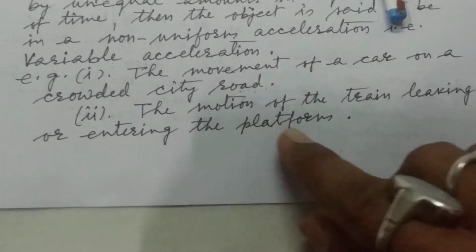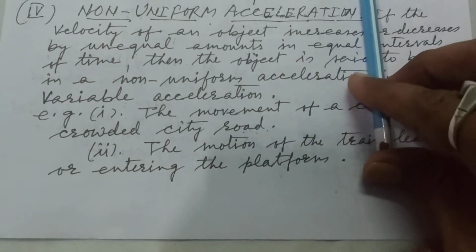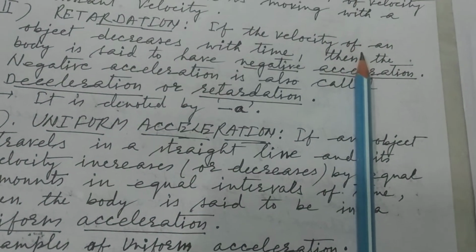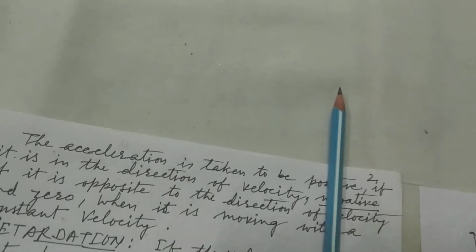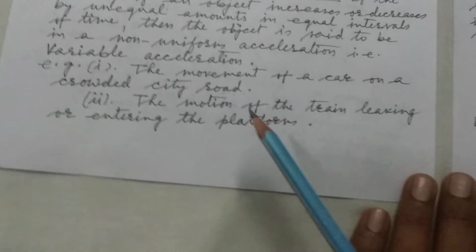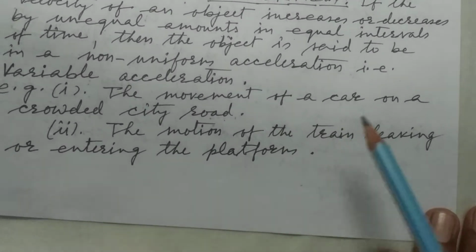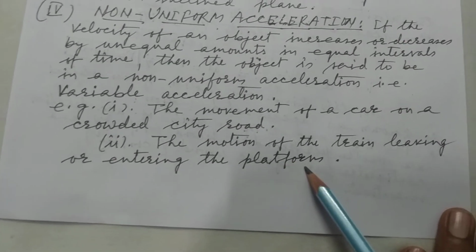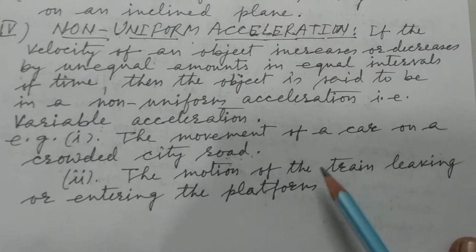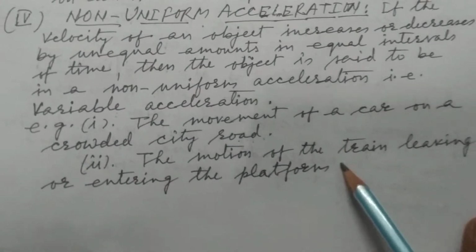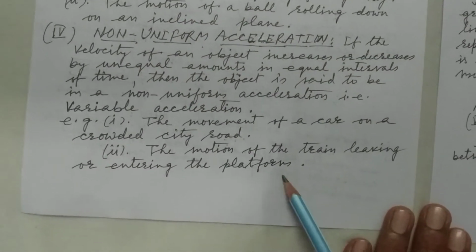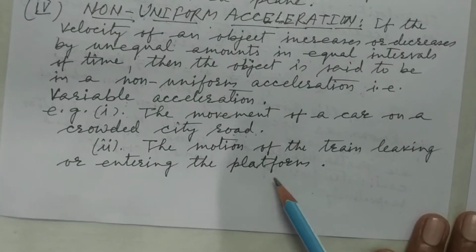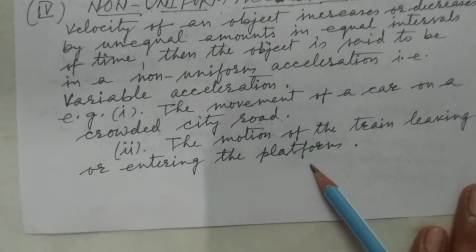Like that, the motion of the train. If the train is approaching the station, its velocity will decrease. When the train is moving from the station, its velocity changes again. So the velocity of the train is decreasing when it is approaching the platform. When it moves from the platform, its velocity is increasing gradually. So the motion of the train is non-uniform when it leaves the station or when the train is entering towards the platform.